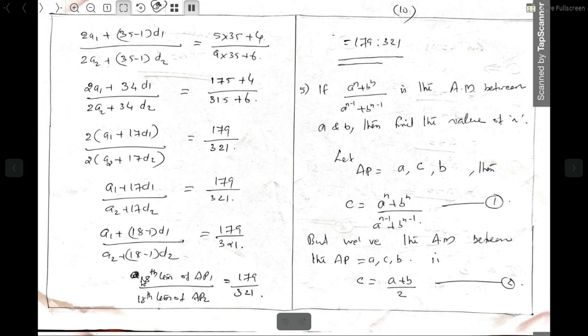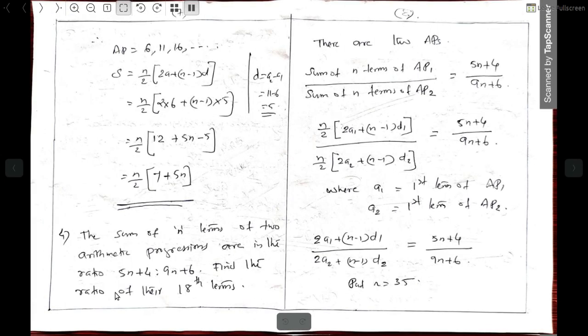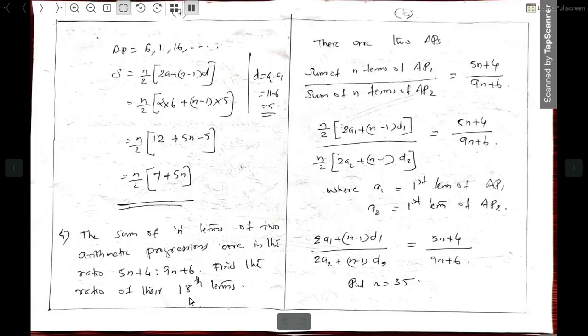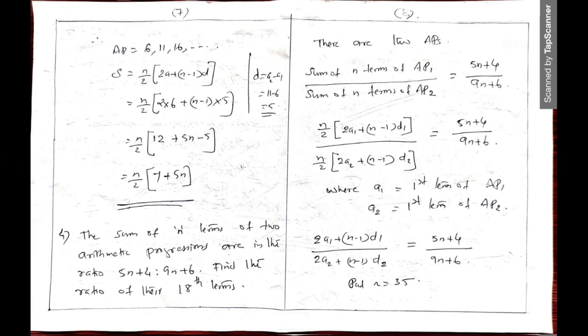That is an. So a1 plus 18 minus 1 into d is a18. So the 18th term of AP1 divided by the 18th term of AP2 is equal to this one. So the ratio is 179 is to 321. What is the question? Find the ratio of the 18th term. So the ratio of the 18th term is automatically obtained. So to reach this concept, in advance we are thinking about n is equal to 35.